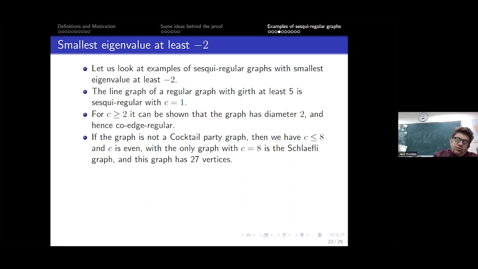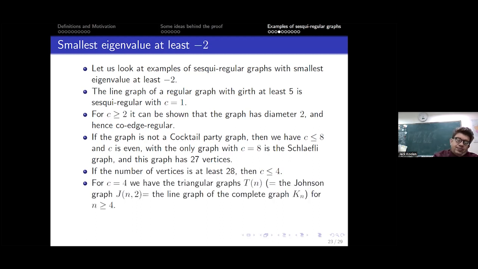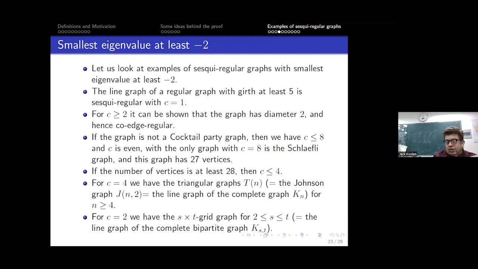This is not exactly true, because you will say you also have the Petersen graph, but except for the Petersen graph, all the other graphs have c even. And the Schläfli graph has 27 vertices. If the number of vertices is at least 28, then c is at most 4. That is also known. For c is 4, we have the triangular graphs, the Johnson graph J(n,2), or if you like, the line graph of the complete graph for n at least 4. For c is 2, we get the s times t grid, and they are also an infinite family. And for c is 3, we don't have any examples.